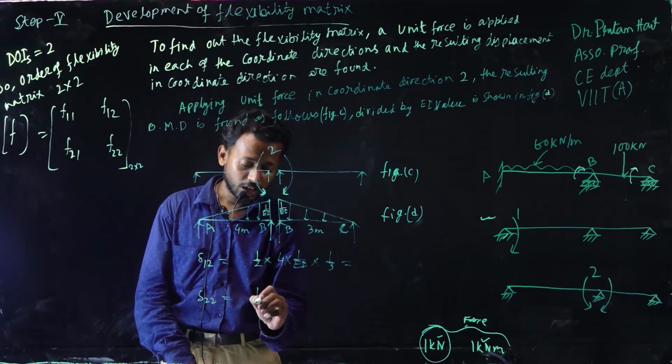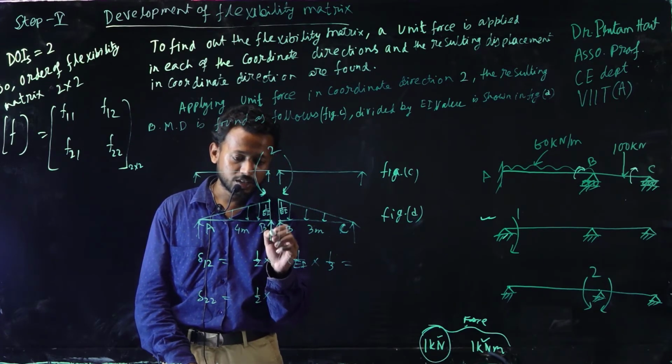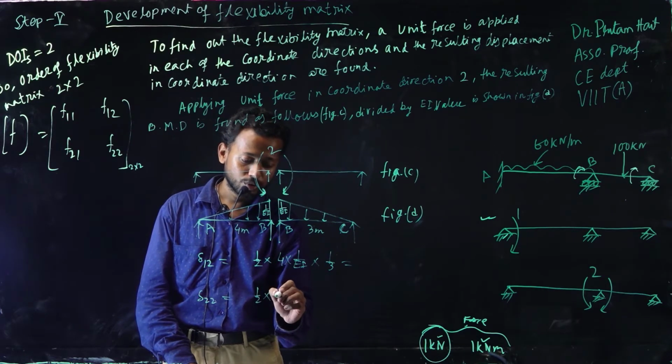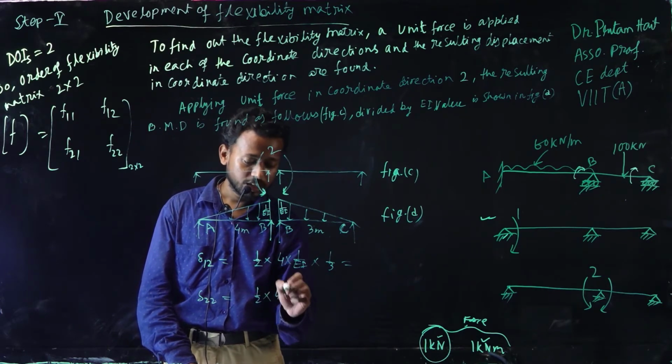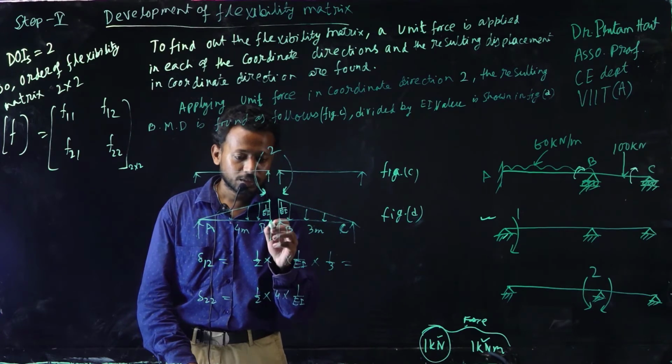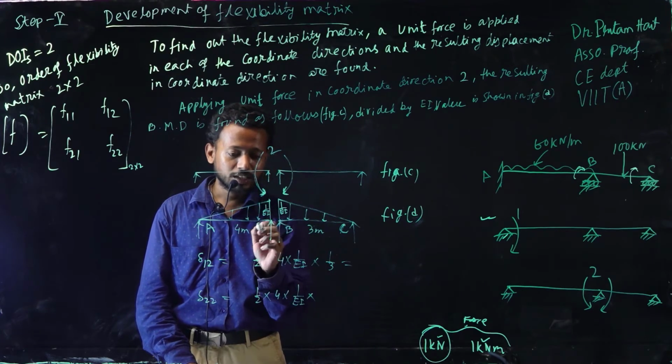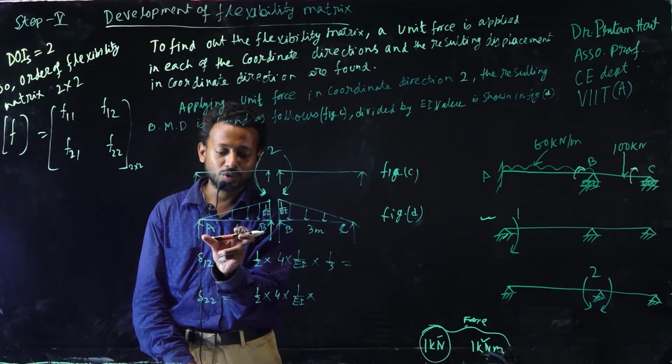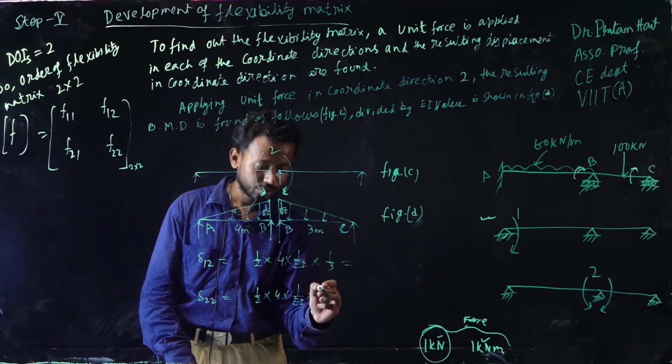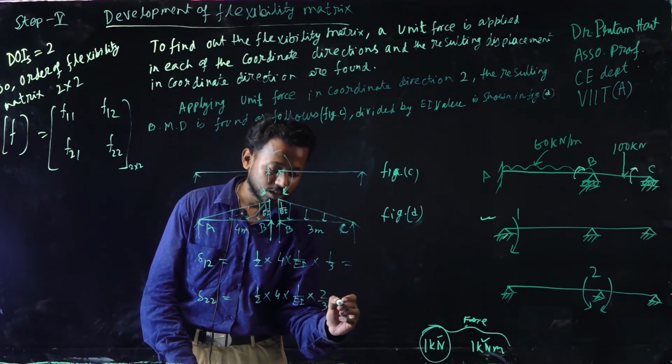It will be half. At this point I am calculating, so half into base is 4 meter into altitude is 1 upon EI multiplied by, you are calculating RA, so you have to multiply this 2/3 length, so I will multiply 2/3 length.